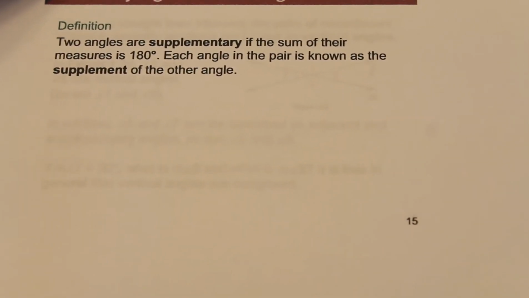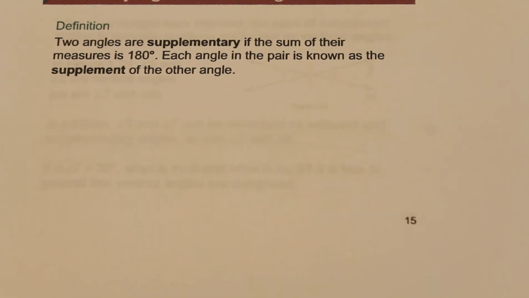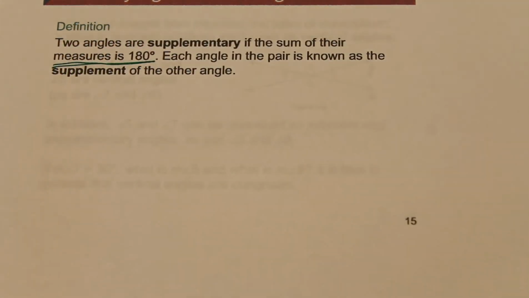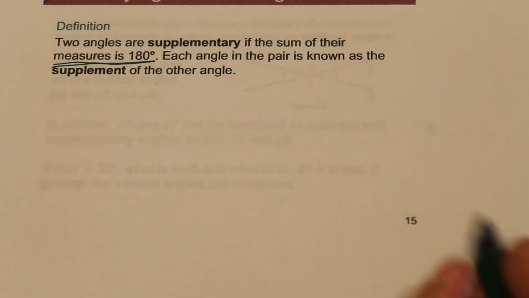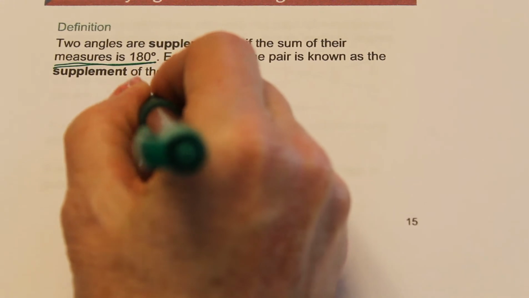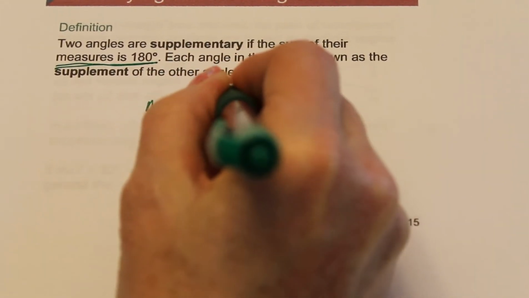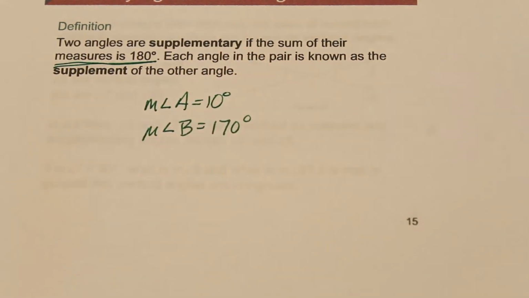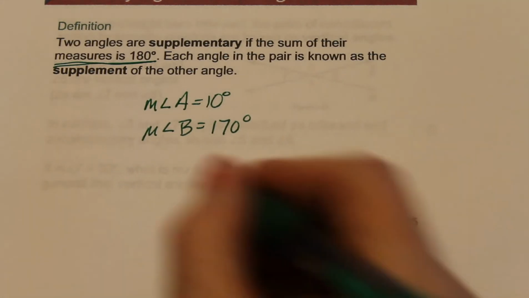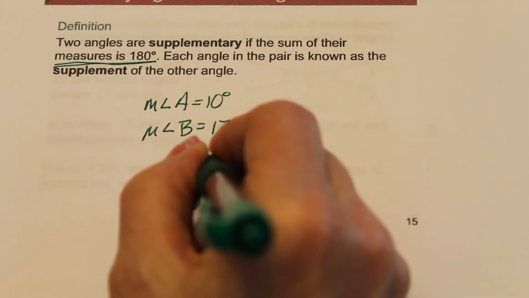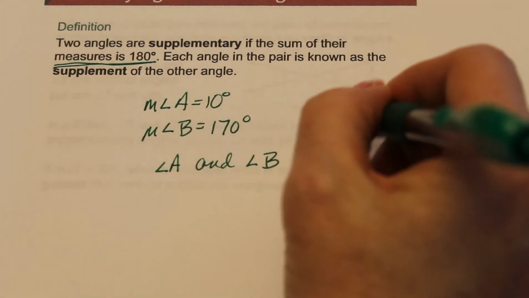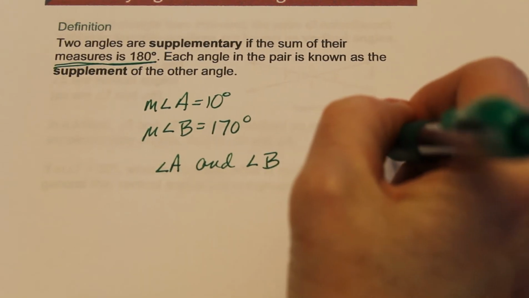And then right after you learn about complementary angles, then you learn about supplementary angles. Supplementary angles, their sum will equal 180 degrees, and the angles are supplements of each other. So if I have the measure of angle A is 10 degrees, and the measure of angle B is 170 degrees, I would say angle A and angle B are the supplements of each other. Why? Because 10 plus 170 equals 180.